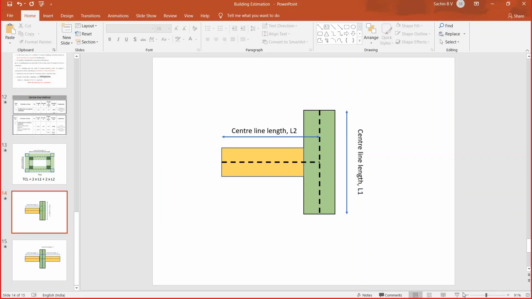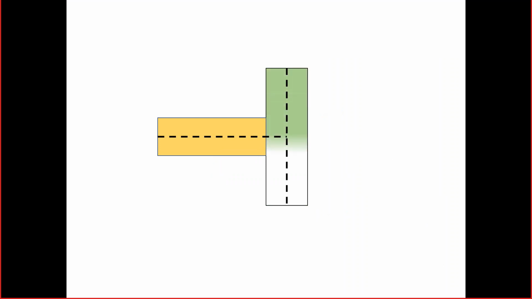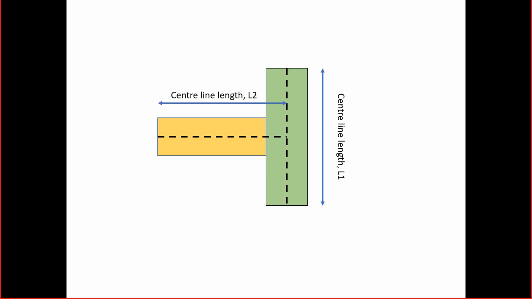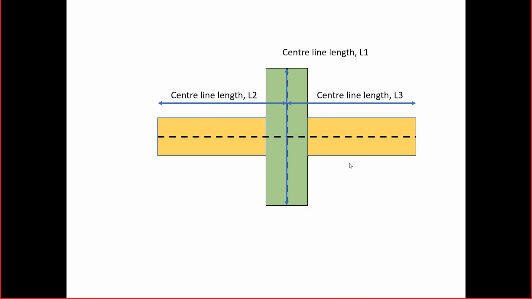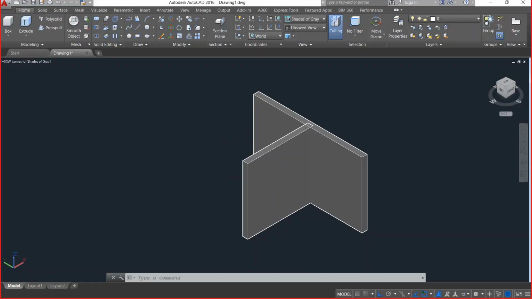So coming back here, that is the center line 1 and 2. And when we move on, this is a T junction. A plus junction is when we have such a case. If I consider a plus junction, I have one wall that I'll consider as center line length L1, and this is L2, and this is L3. So what is happening? If I consider the same wall, let me go back to AutoCAD.